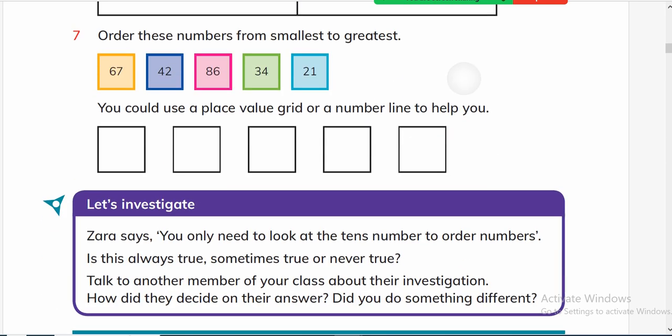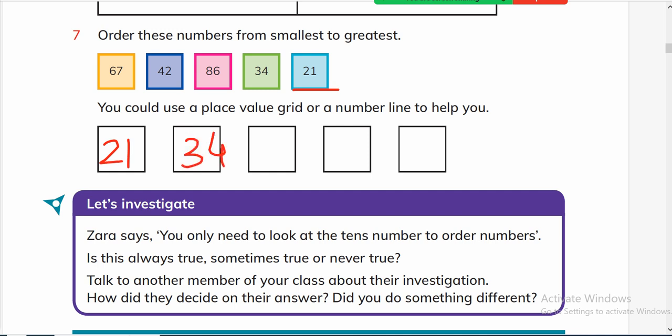Question number 7. Order these numbers from smallest to greatest. Which number is smallest here? It is this: 21, 34, 42, 67 and 86.